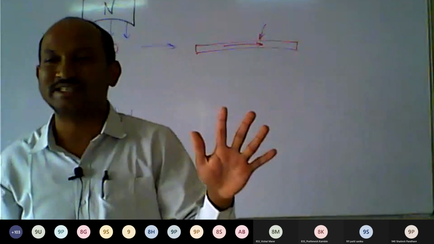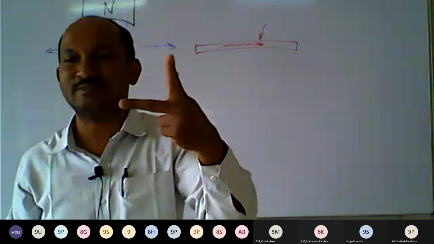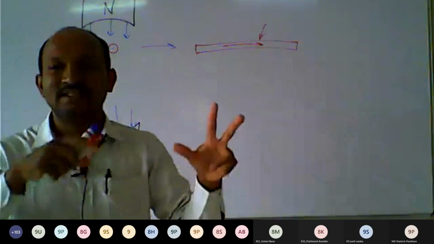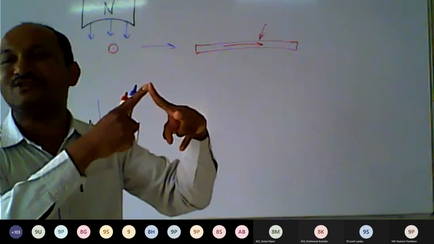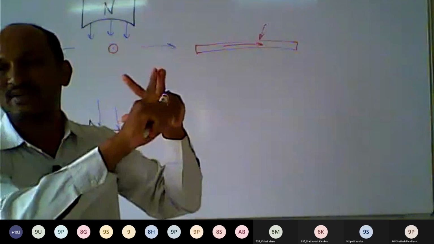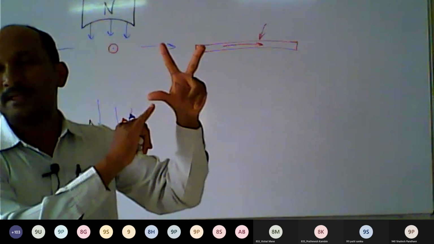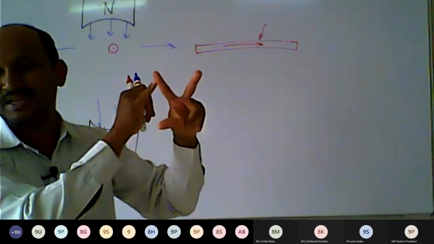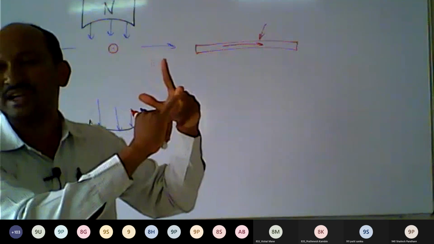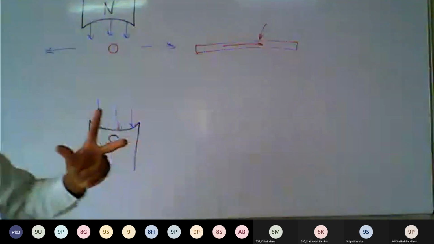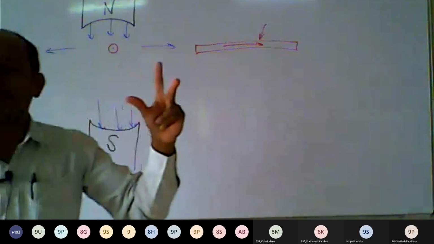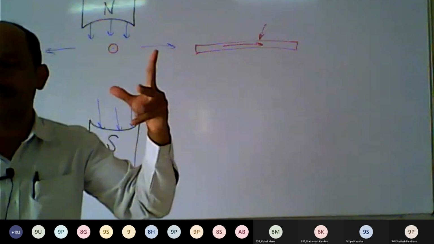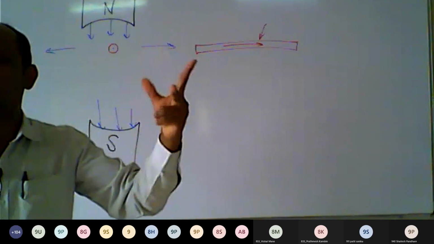Fleming's left hand rule says that if we stretch these three fingers mutually perpendicular to each other, this is called the forefinger or index finger or first finger, this is called the second finger or middle finger, and this is the thumb. So if we extend these three fingers mutually perpendicular to each other, there is a 90-degree angle between them.